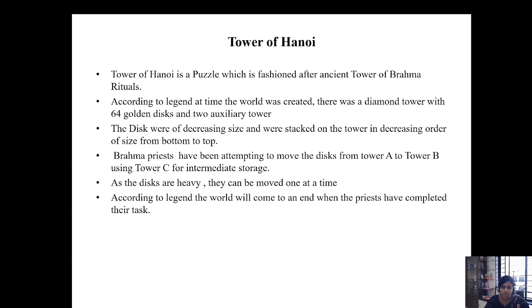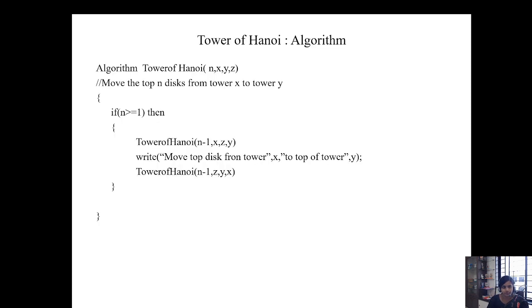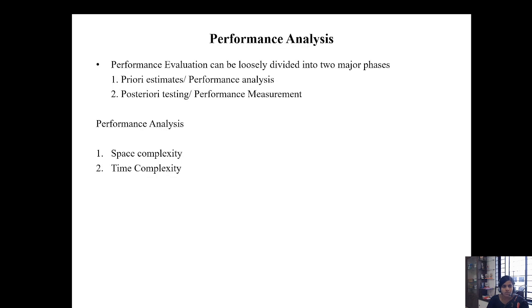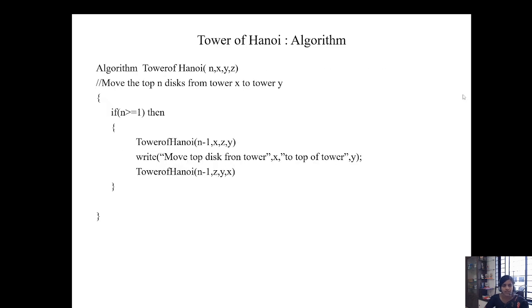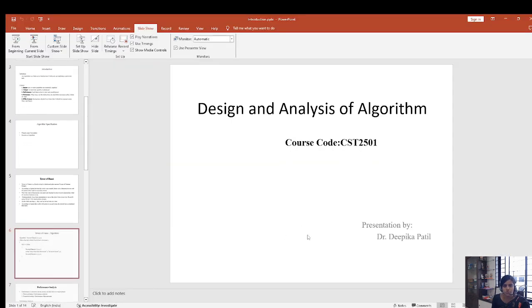According to the legend, the world would come to an end when the priests completed their task. If it was done, it was assumed that the world would come to an end. This was the ritual followed for the Tower of Hanoi. This is an algorithm for Tower of Hanoi. Let me explain how the concept is going to execute.